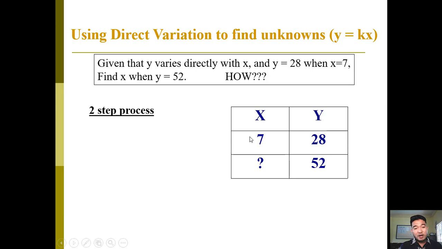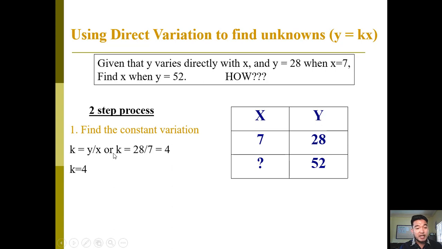So we solve for k first. Find the constant of variation using k equals y over x. So that is 28 over 7 which is equal to 4. That is our k already. Ayun yun, 28 divided by 7, that is equal to 4.